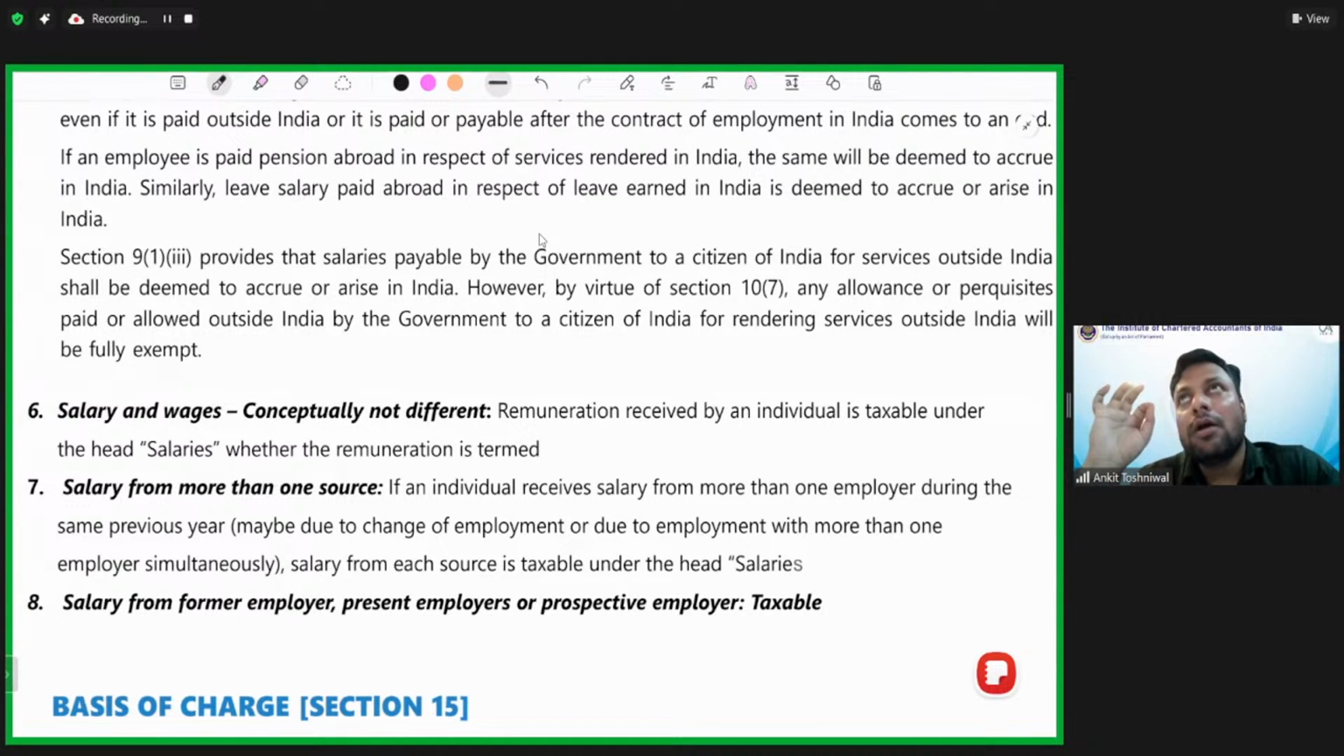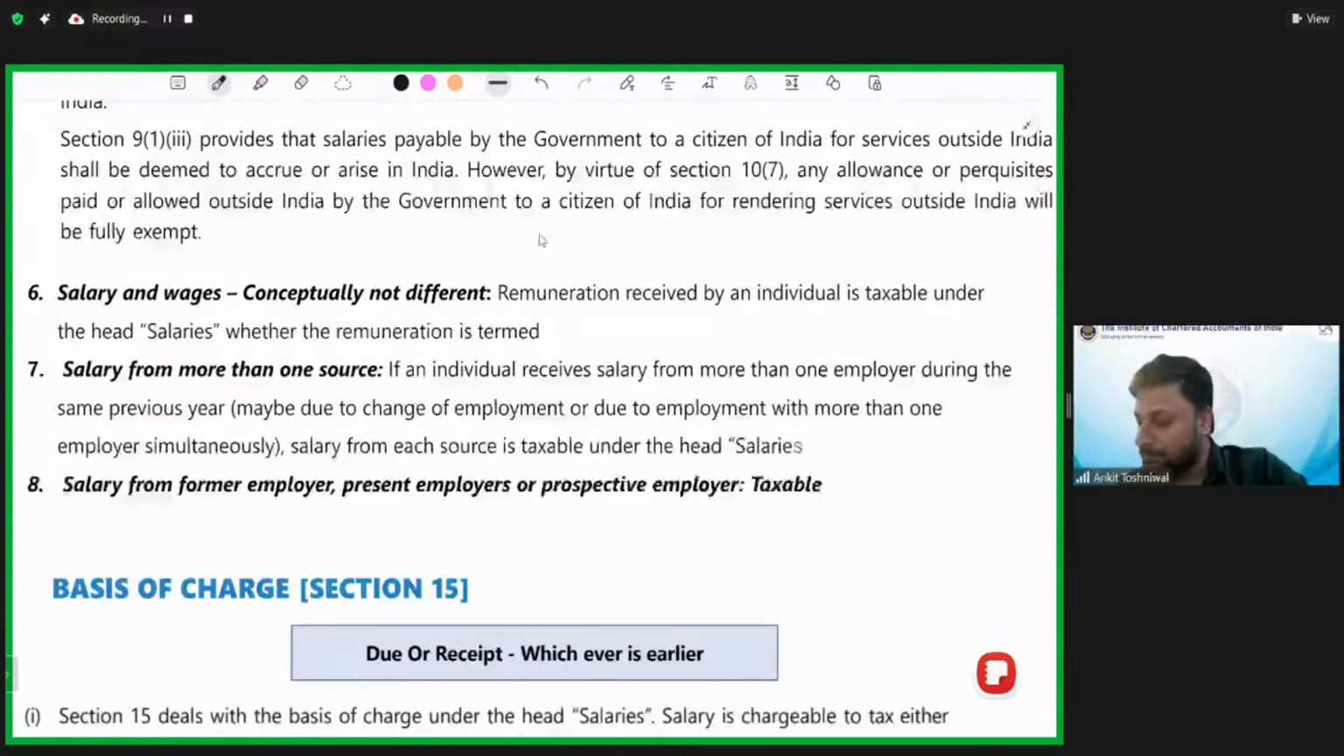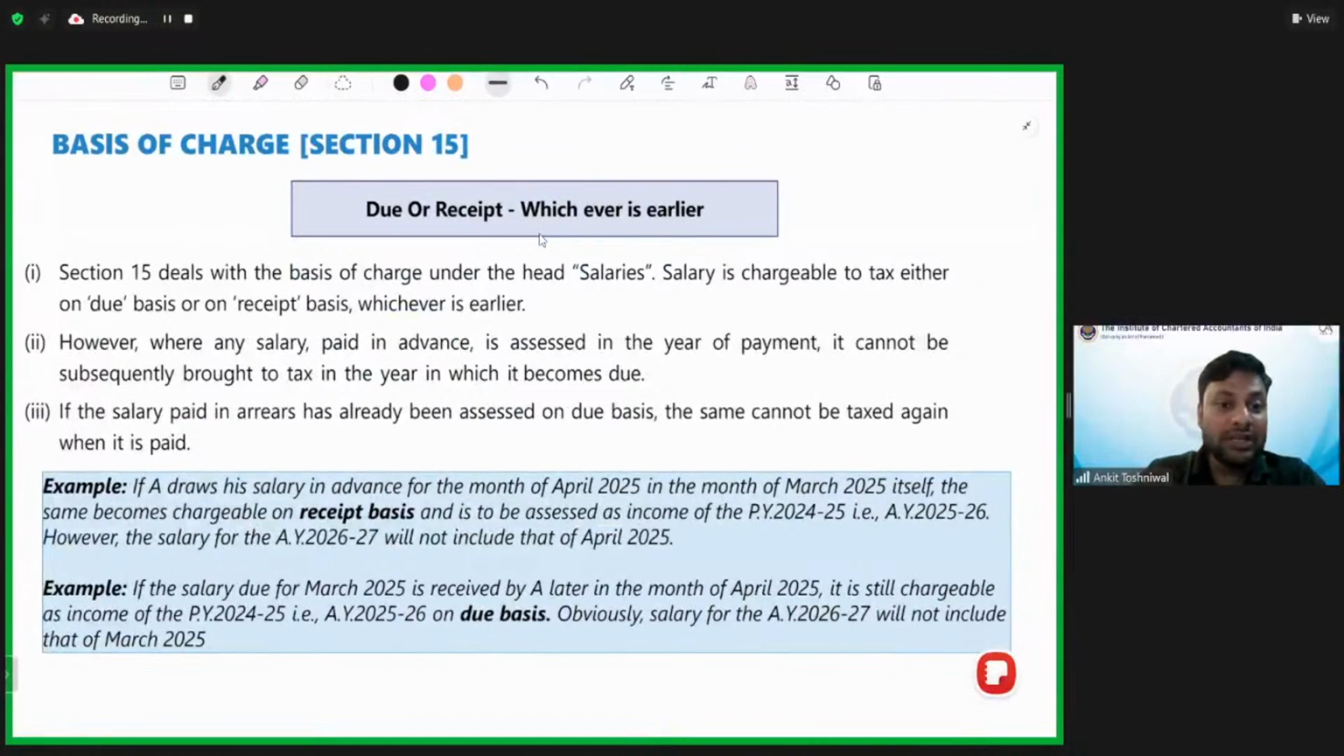So under the head salary, section 15 says that the salary is taxable on due or receipt, whichever is earlier. On the basis of either due or receipt, whichever is earlier. What does it define? Due or receipt, whichever is earlier. In which month or in which year the salary is taxable is determined. It is taxable either on due basis or receipt basis, whichever is earlier.